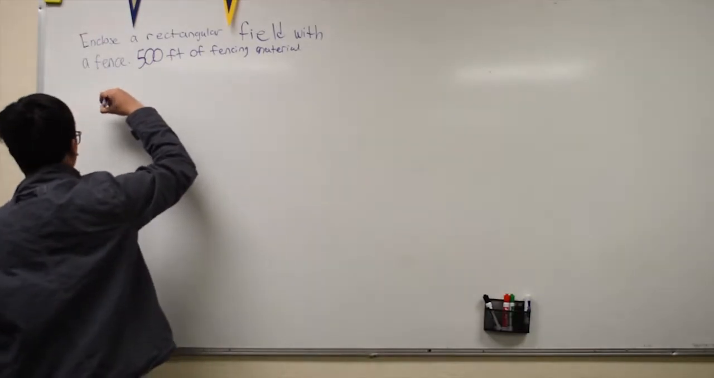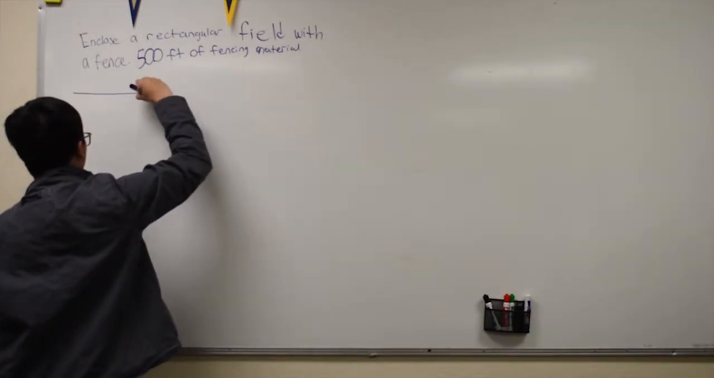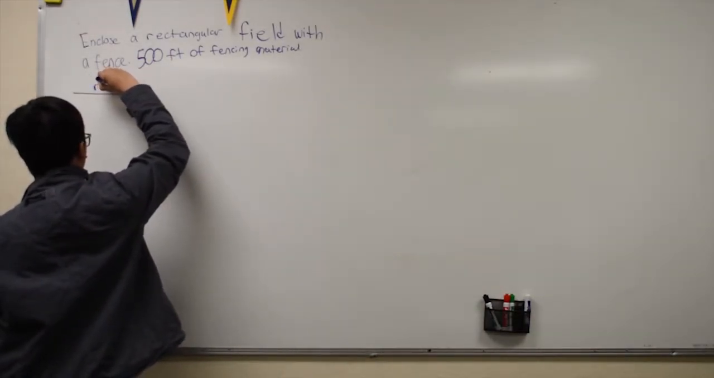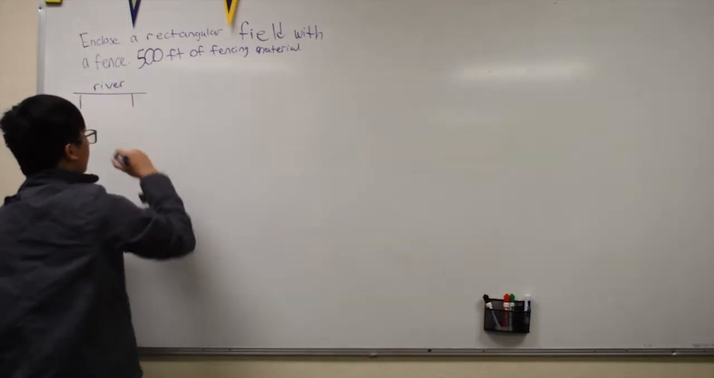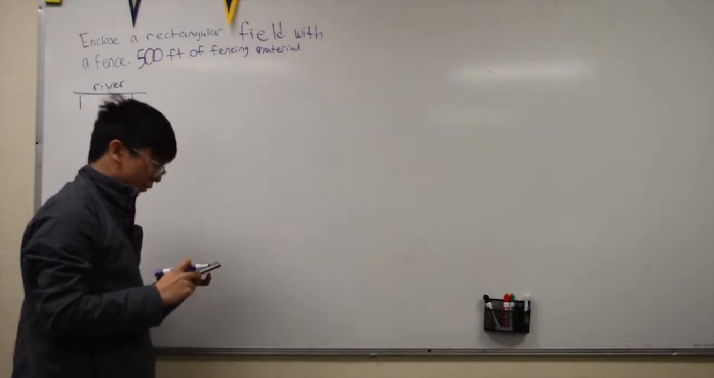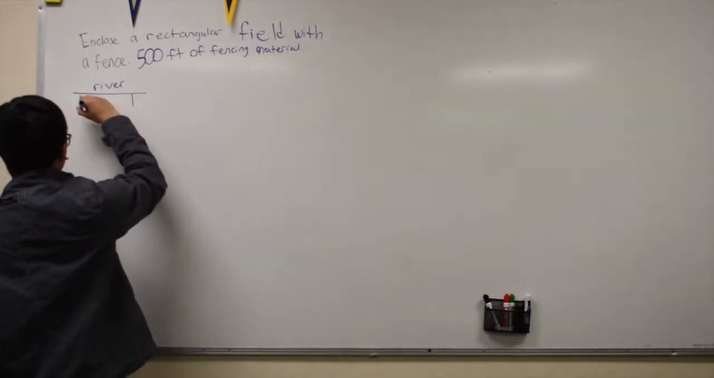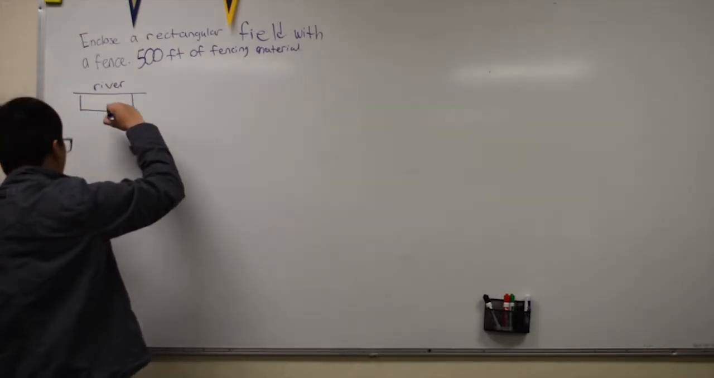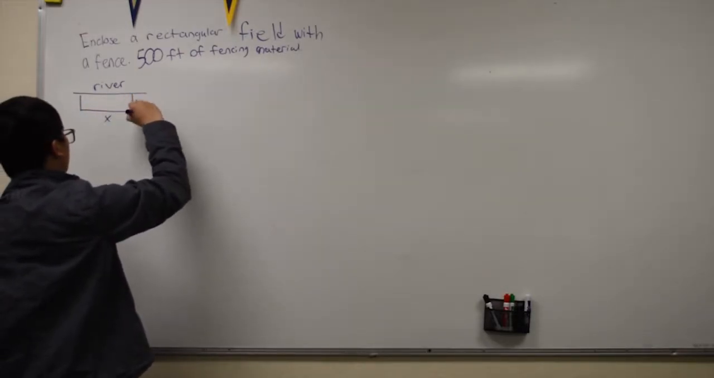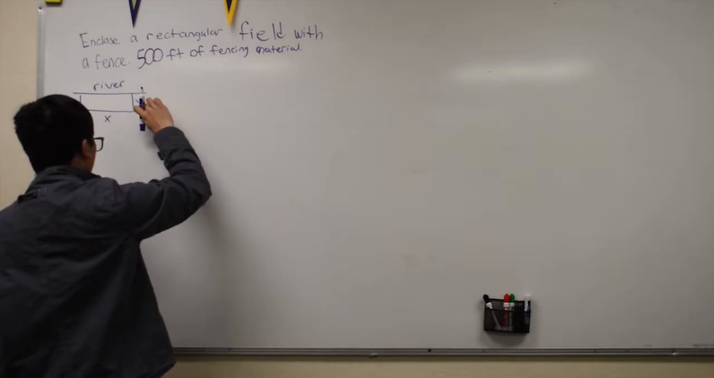All right, so we have an optimization problem in which we need to enclose a rectangular field with a fence, and we have 500 feet of fencing material, and there's a building on one side of the field, so we don't need to fence that side. And so what we need to do is find the biggest area that we can make with our 500 feet of fencing.